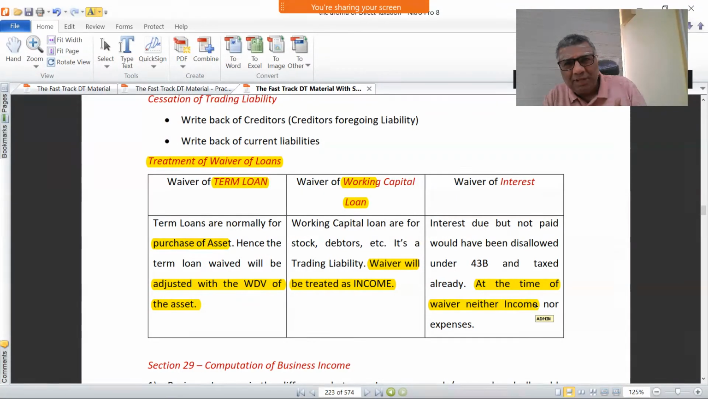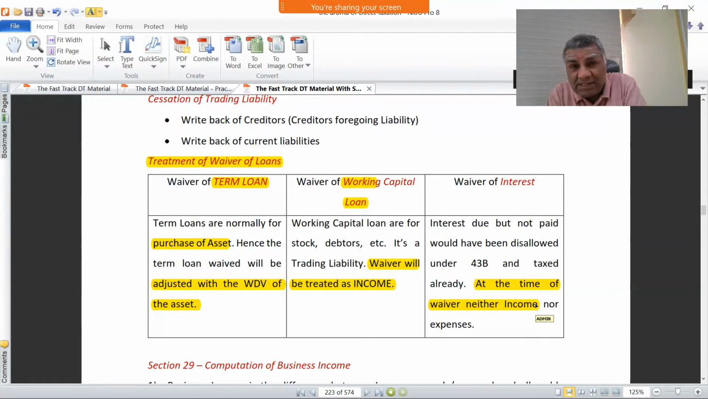Quickly, section 41 says any expenses, losses, deductions allowed earlier, now recovered, will be treated as income. It will be treated as income even if you have discontinued your business. Even if the business is succeeded by another person, for them also it will be treated as income.